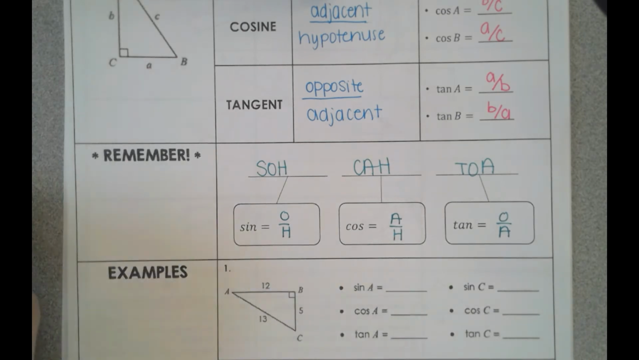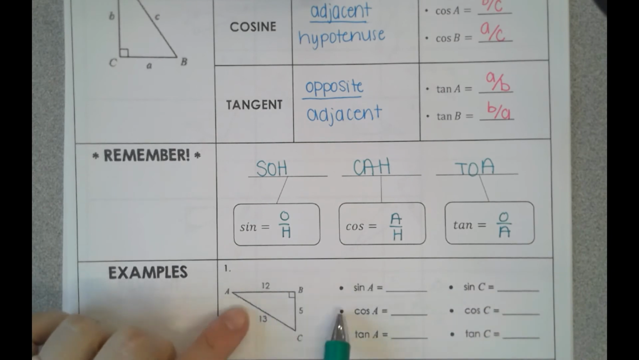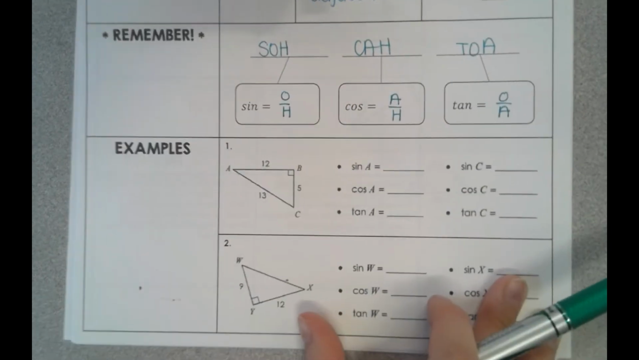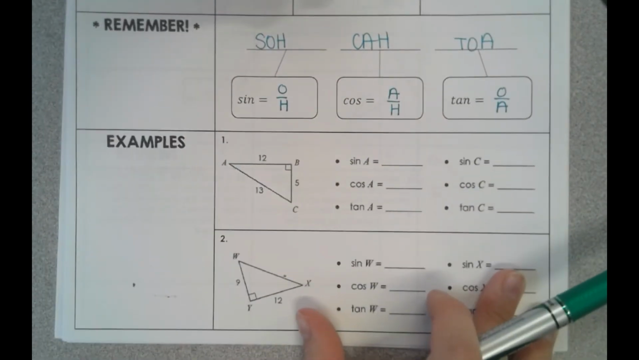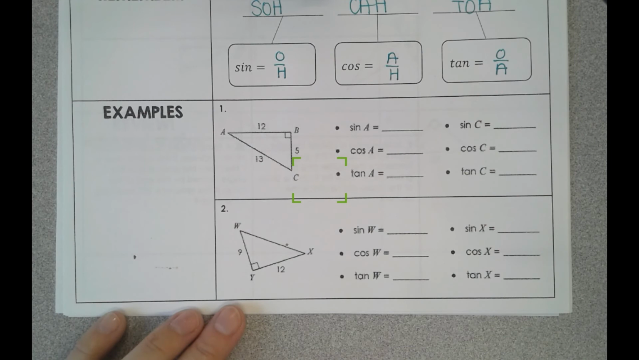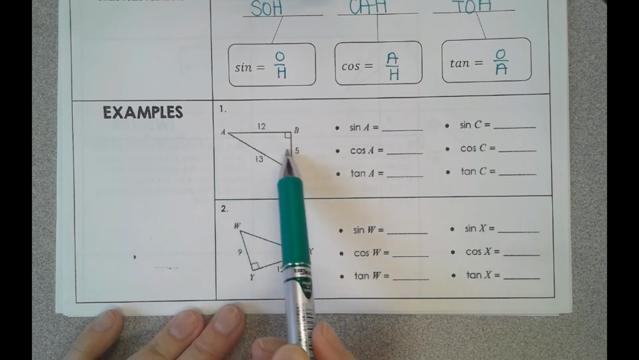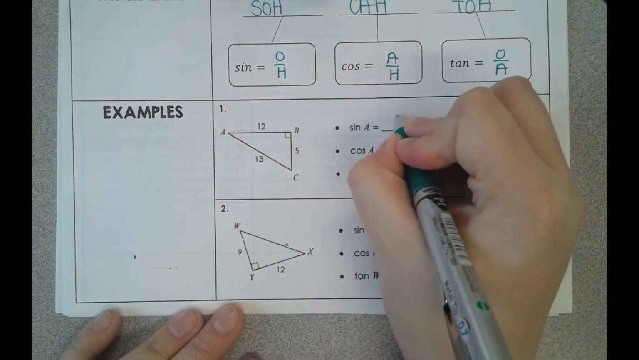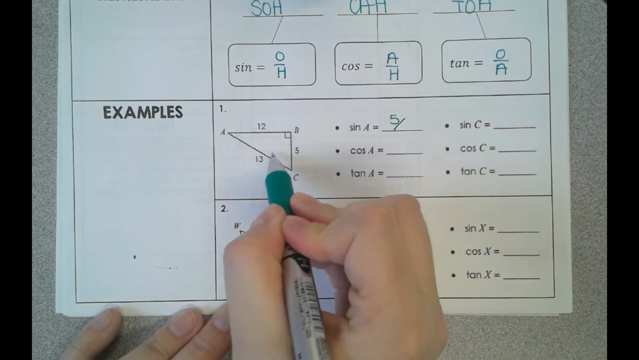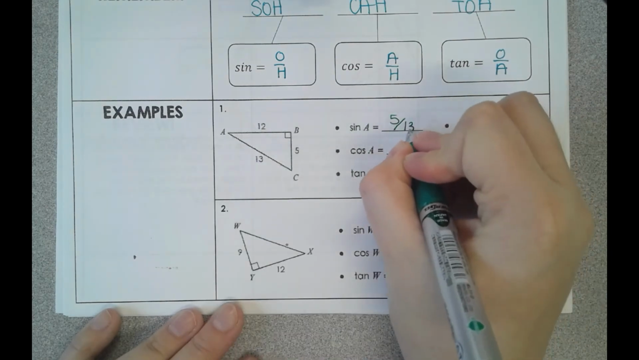So let's go through, and instead of having A, B, and C, we're actually going to put the numbers with them. It's frozen. Done. All right. So for sine of A, sine is O over H. So the opposite side is 5, and the hypotenuse is 13.